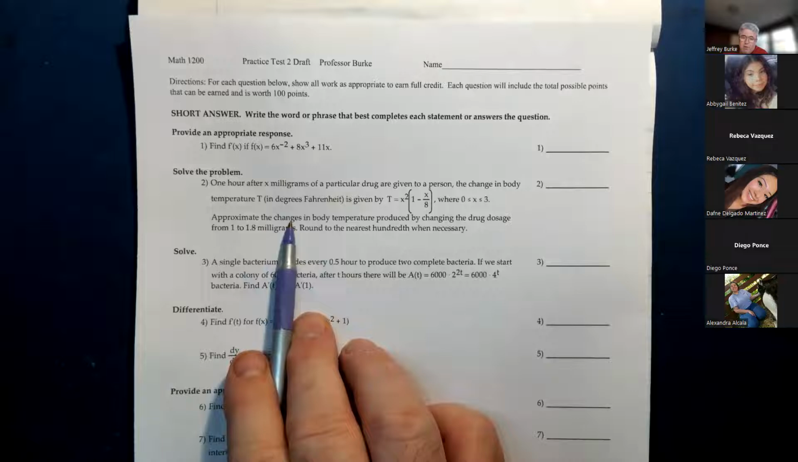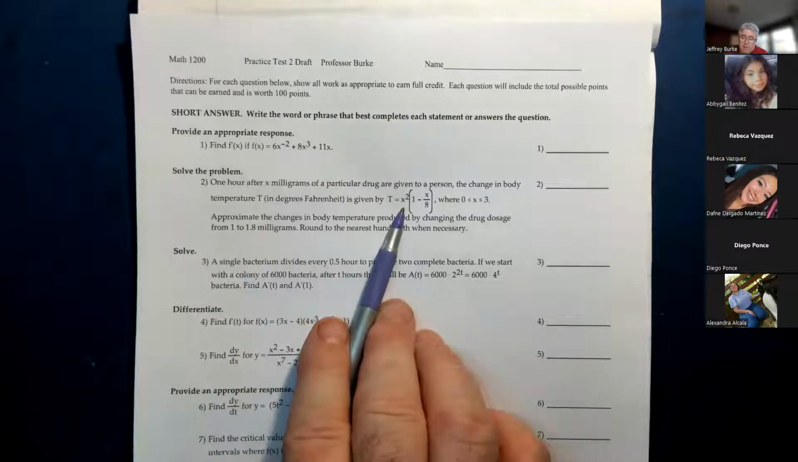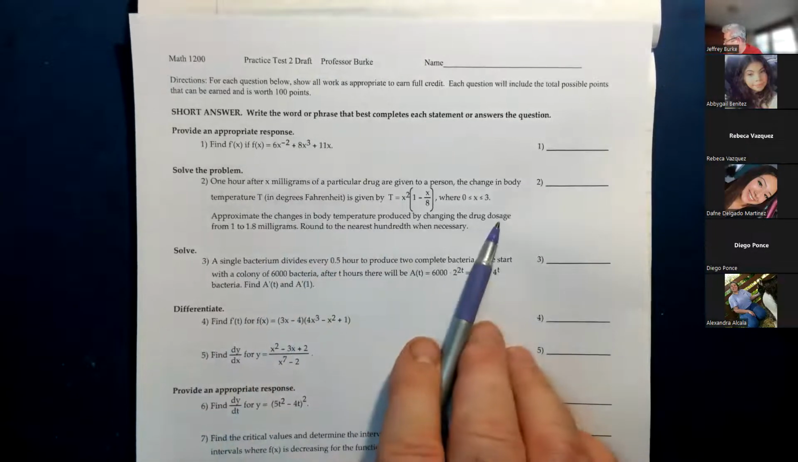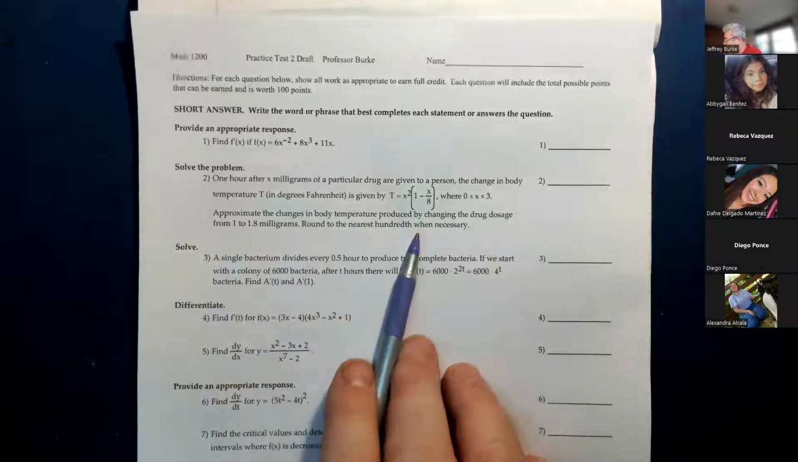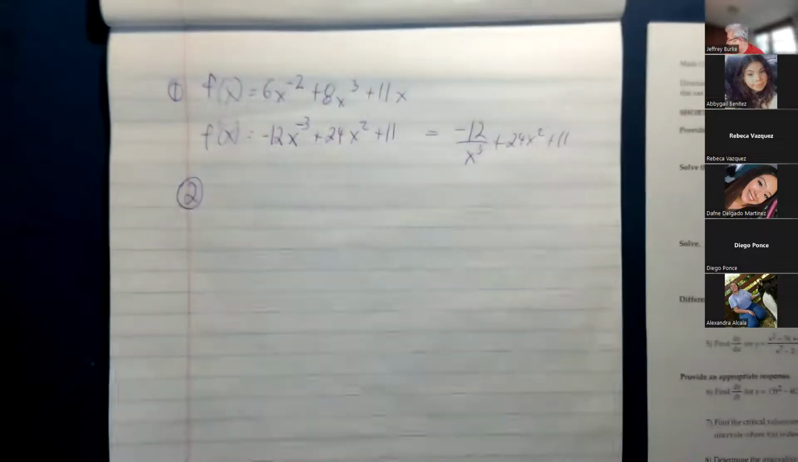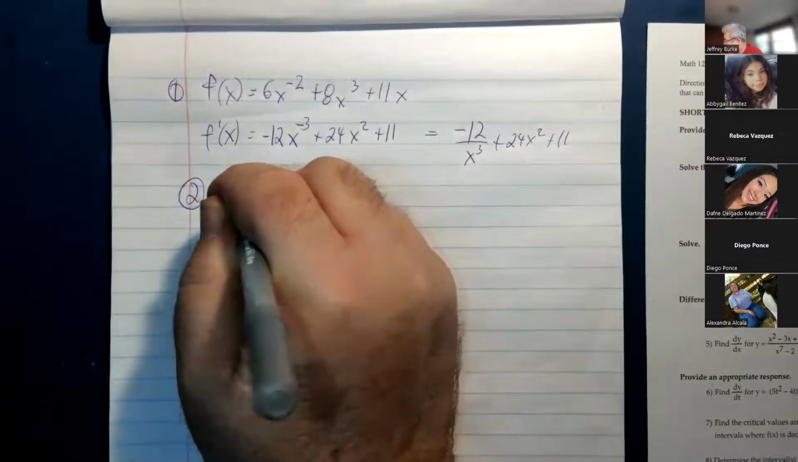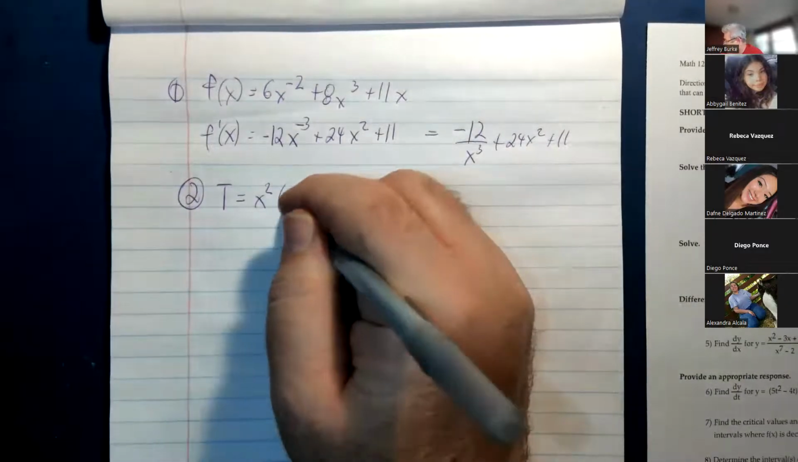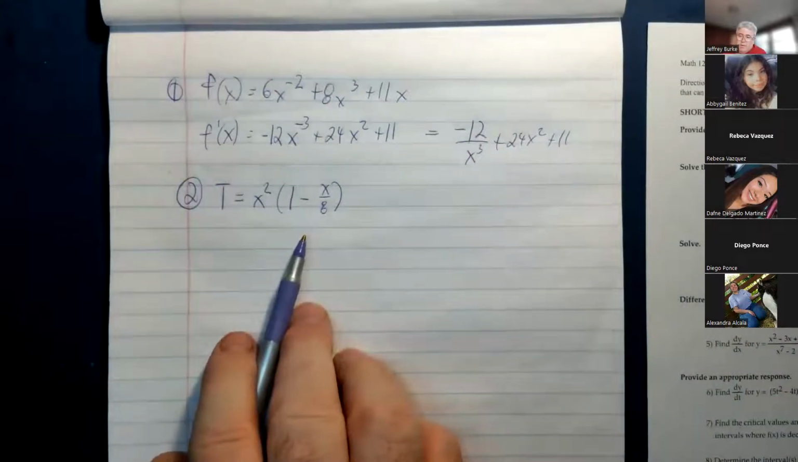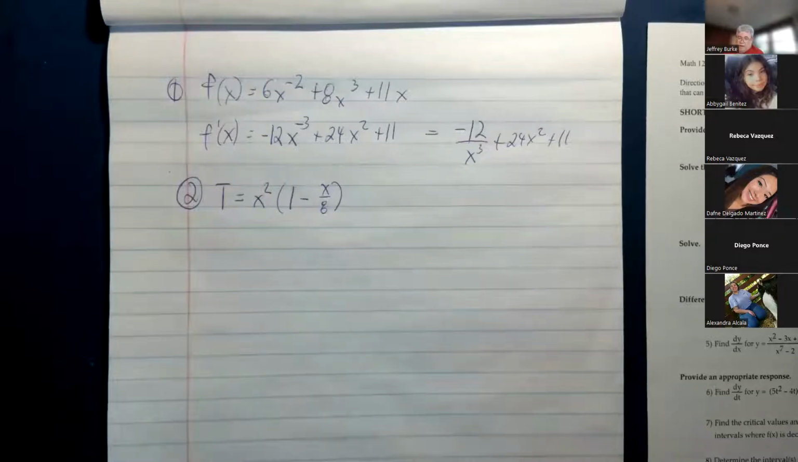Okay. Now, there's a couple ways to find the derivative of this. If you want to, you can use the product rule for something like this. Let me go and write that down. It says approximate the changes in body temperature produced by changing the drug dosage from 1 to 1.8. It says round to the nearest hundredth when necessary. So let's go and take a look at this. We have T equals X squared times 1 minus X over 8. Don't worry about the interval because they give us from 1 to 1.8.